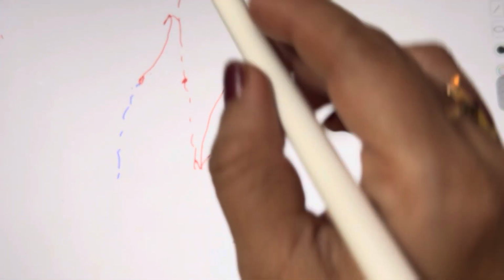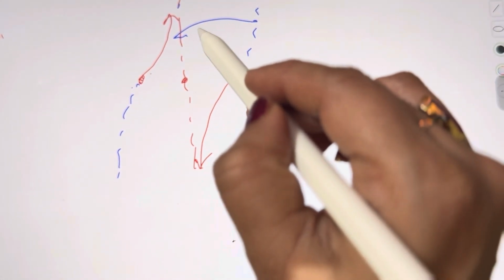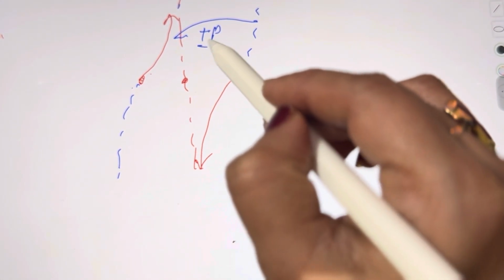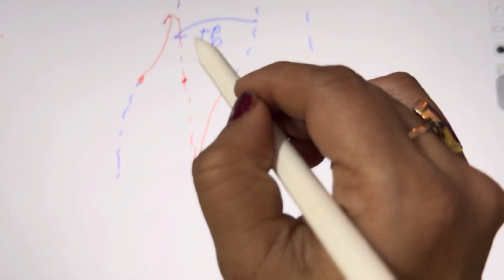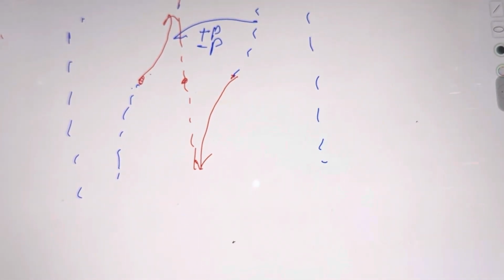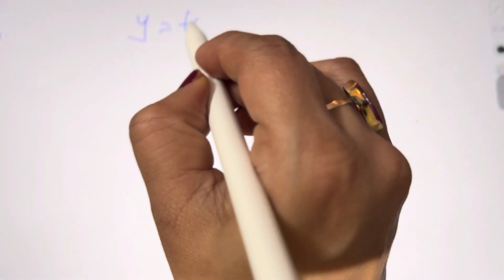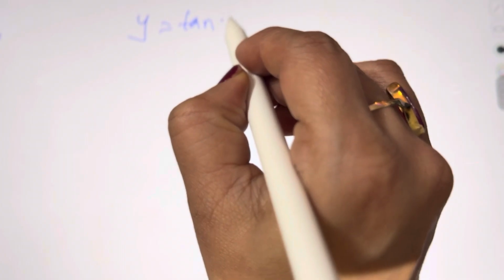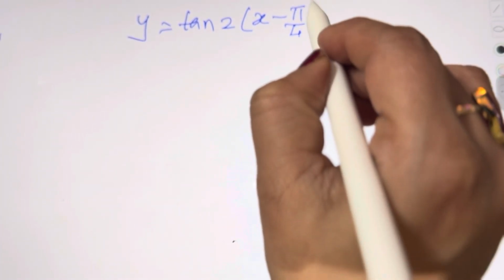So how will you get the asymptotes? Whatever asymptote you got here, keep adding the period or subtracting the period. If you add the period, you will get one asymptote here. If you subtract the period, you will get one asymptote here. How will that work? Let us take an example. I will take an easy example for transformation. y is equal to tan of 2x minus pi over 4.